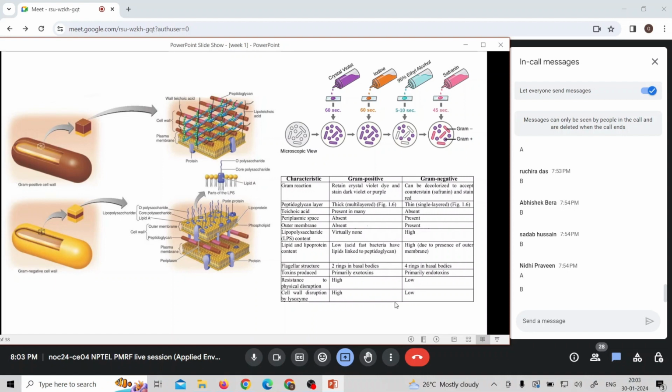Whenever you're going to study any bacteria, one of the first questions that you will end up asking is whether it is gram negative or gram positive. So you will be performing this gram staining with whatever bacteria you're going to handle.